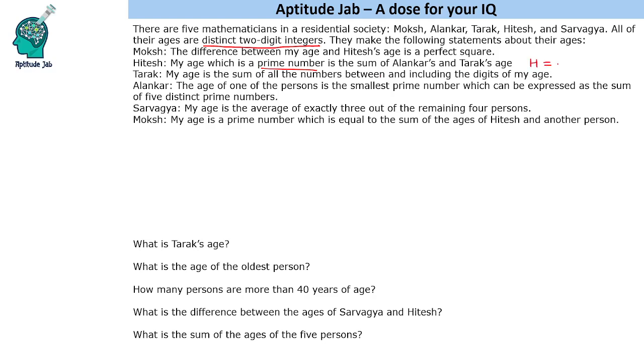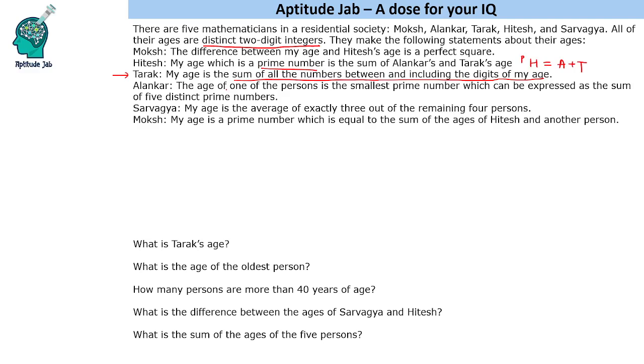So Hitesh is Alankar plus Tarak and Hitesh's age is a prime number. Tarak says, my age is the sum of all the numbers between and including the digits of my age. Okay, so this is an interesting information. We will solve for it.